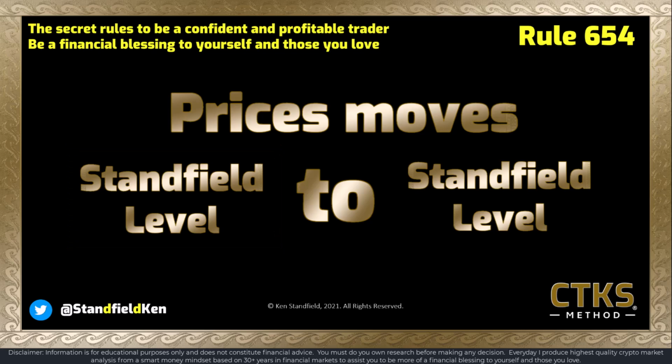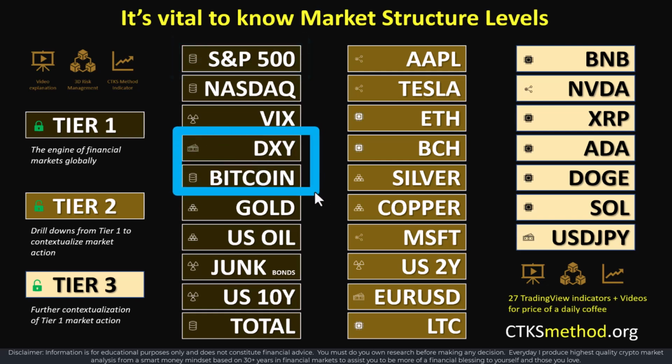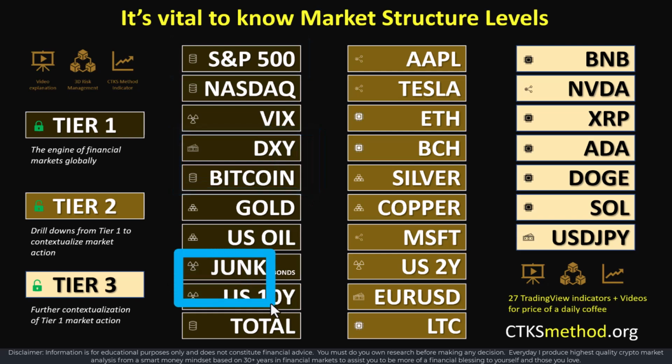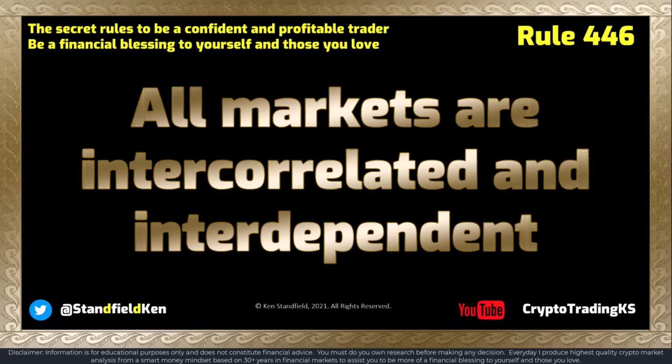In this video, we're going to look at cross-correlations for the S&P 500, the DXY, Bitcoin, junk bonds, and the US 10-year yield. We're also going to be looking at the structural levels across all of these things, including Tesla, Microsoft, the US 2-year yield, and the euro dollar. It typically takes decades to gain this level of insight into the market. I hope it really helps you out. And if you have any questions, please let me know in the comments.